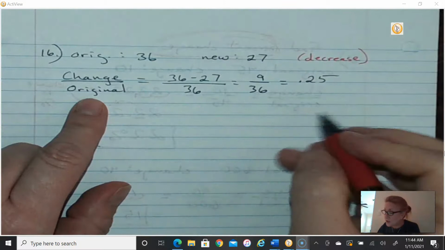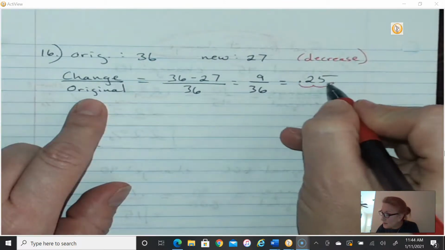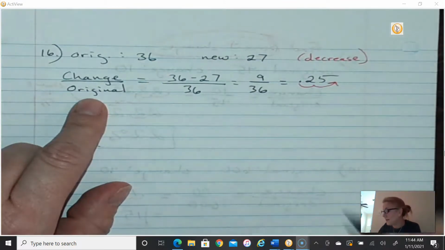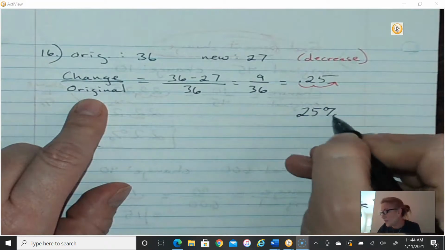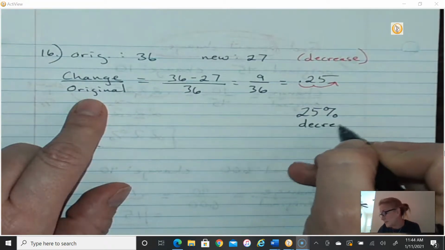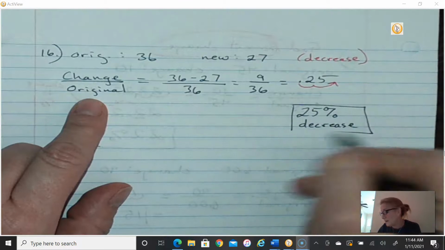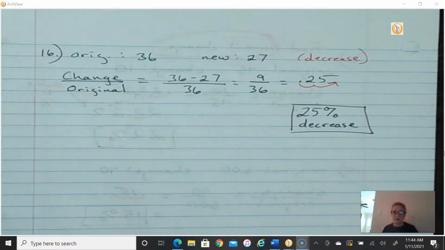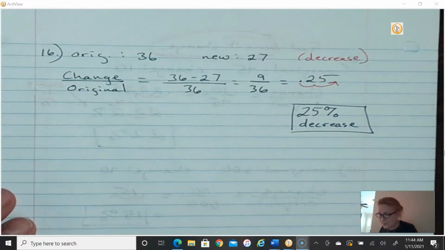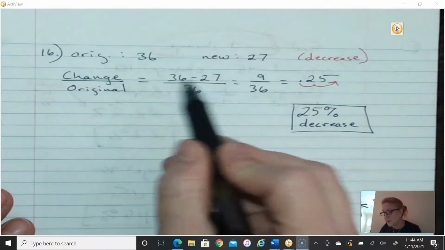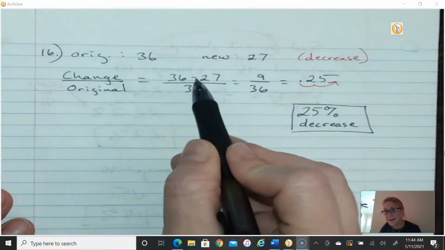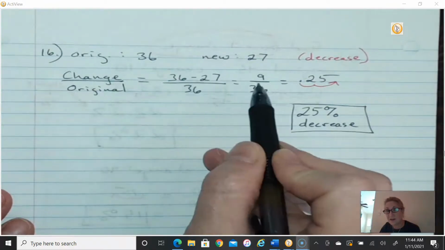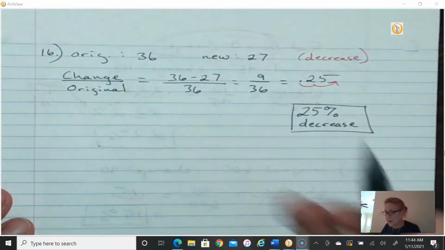So now we got to change it to percent. We move the decimal over 2 places, and our answer is 25% decrease. 25% decrease. So does that help for 14 and 16 for that section? Remember, you just subtract the 2 to find that difference, that change. And then you divide it by the original.